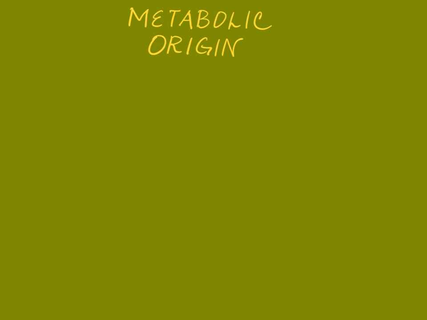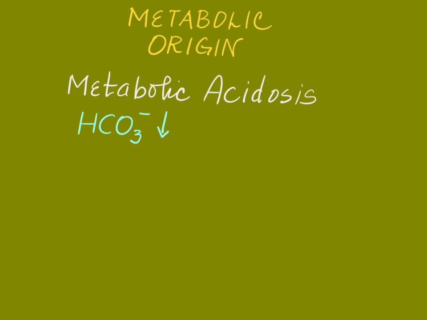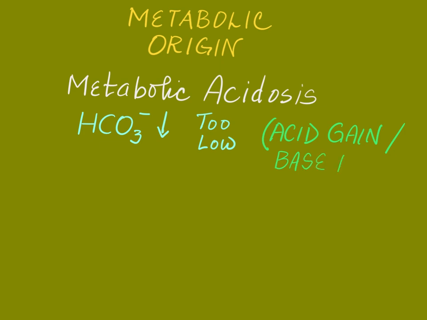Now let's take a look at the metabolic origin of acid-base imbalances. We'll start with metabolic acidosis, which is caused by too little bicarbonate ions in the blood. When the bicarbonate ion levels are low, it leads to acidosis in the form of acid gain or base loss. Acid gain is caused in situations when a person has a prolonged fasting period, and base loss can happen when a person is experiencing prolonged diarrhea and the loss of intestinal secretions that tend to be alkaline.